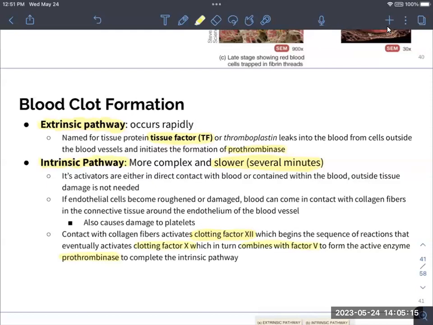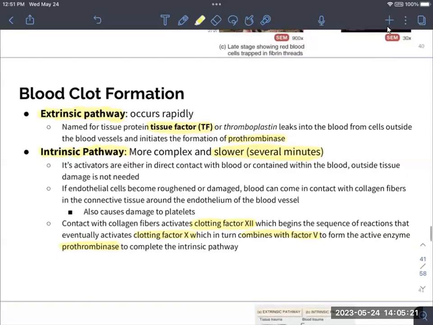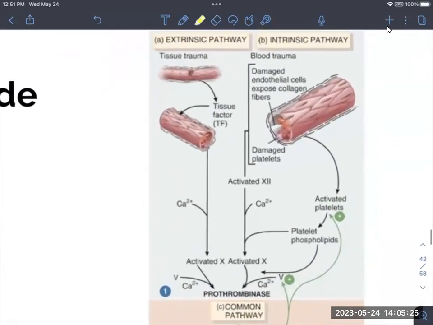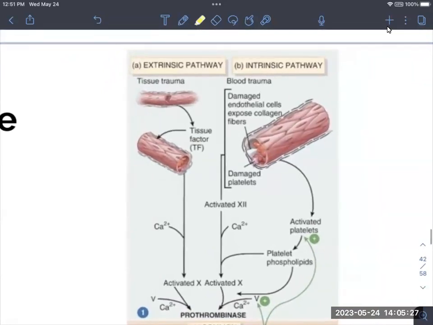So there's a lot more steps to it, and it just involves what's happening inside the blood vessel for something to happen. So these two different pathways. The extrinsic pathway, we get a damage to these tissues. So this tissue factor from outside of the cell goes into the bloodstream, which activates this prothrombinase.